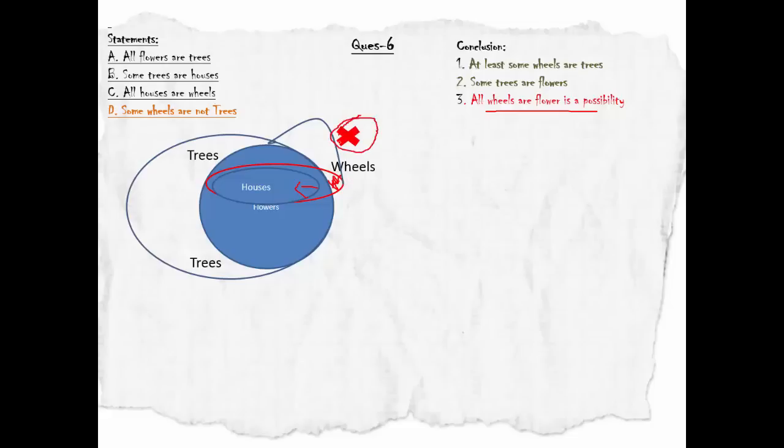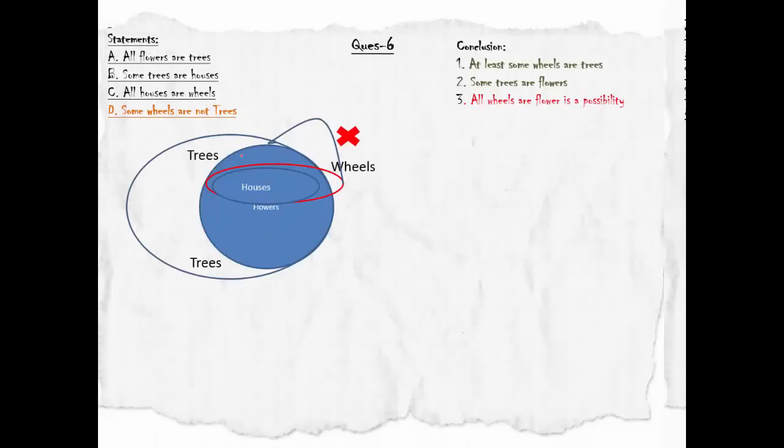So this is very handy. This you always should draw. So in a no statement you will draw like this. In a some not statement, draw like this, saying that some portion of this particular figure is not this, right? So it's always a possibility.